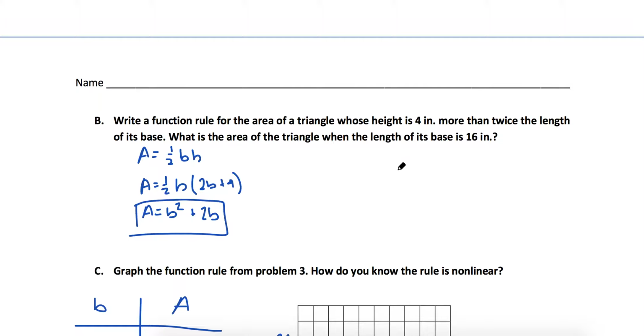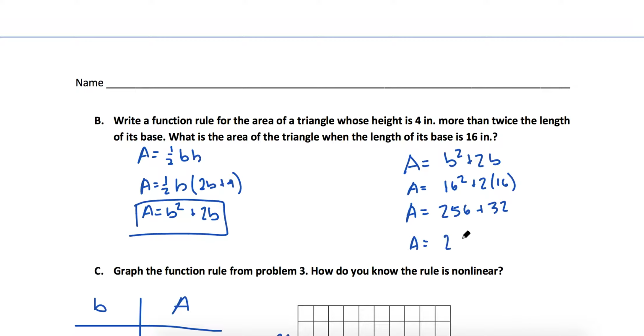So let's go ahead and find the area when the base is 16. Area equals b squared plus 2b. So we have 16 squared plus 2 times 16 for our area. That's going to be equal to 256 plus 32. So the area is equal to 288 inches squared.